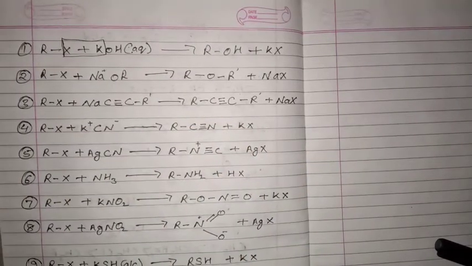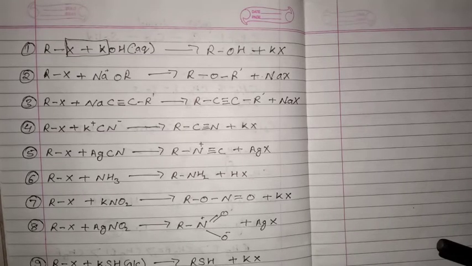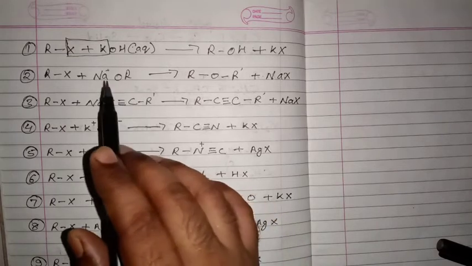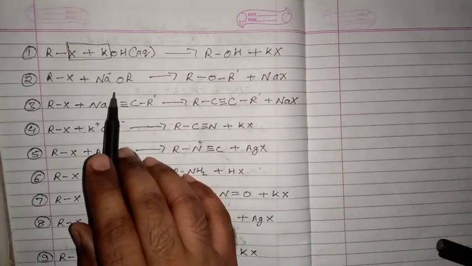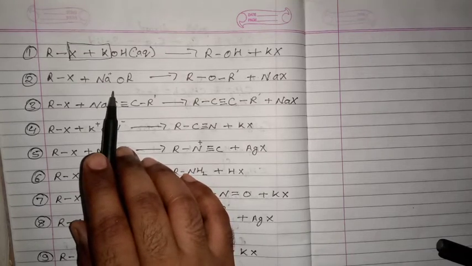So this method can be used for the preparation of alcohol. Then the next method is substitution by an alkoxy group. That is, we are reading about the nucleophilic substitution reaction of the haloalkane. Now next is by the alkoxy group. It is used for the preparation of ethers. It is also called the Williamson synthesis.